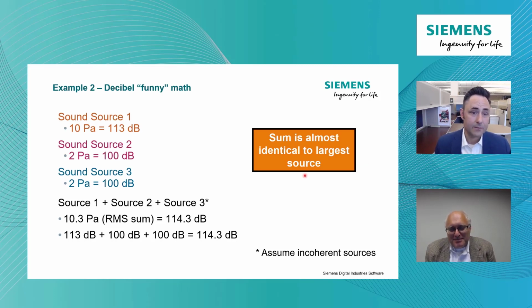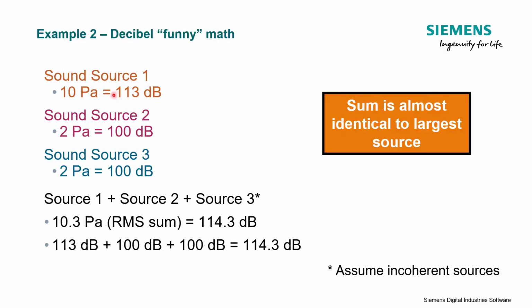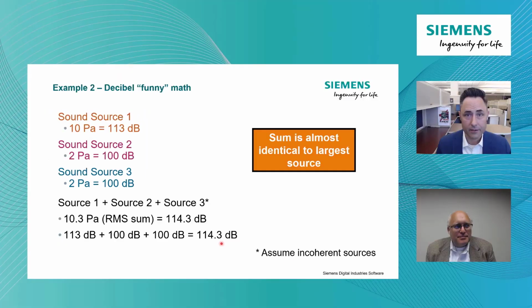But yeah, Pete's right. The sum is almost identical to the largest source. Source number 1 is 113. We add 2 100 dB sources on top of that 113, and we really only get to 114.3. Okay. So 113 plus 100 plus 100 is 114.3. Again, we've got to do this RMS sum, but we see that the largest source dominates.